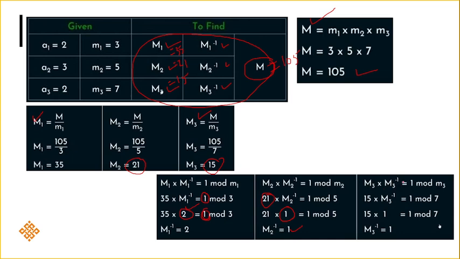Similarly, M3 into M3 inverse is 1 mod 7. So again, let's assume 1. 15 mod 7: 7 times 2 is 14, and the remainder is 1. So M3 inverse is 1.